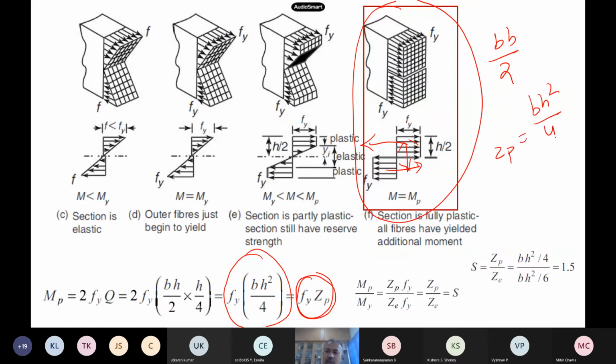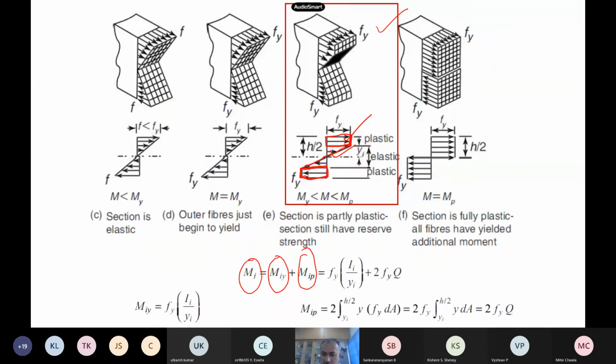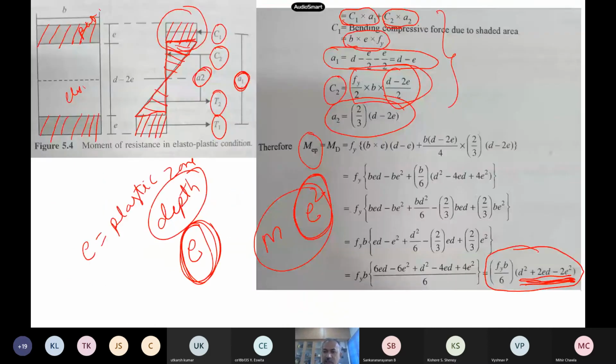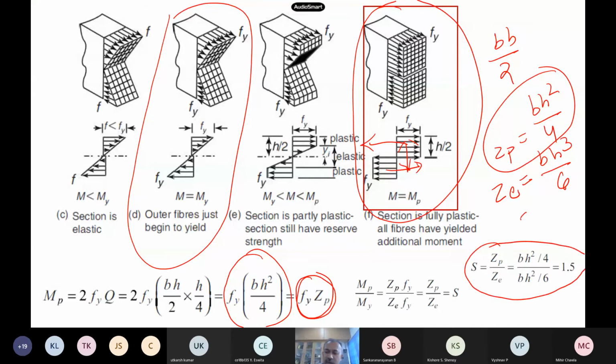This is a very important thing. Now Ze, that is the elastic section modulus, that is before yielding, that is this portion. So what was the expression? BH cube by 6 basically. Okay, BH cube by 6. So this is the elastic section modulus. This is the plastic section modulus. So the ratio of these two will give me the shape factor. It is a very, very important concept in steel design, essentially for the beams.